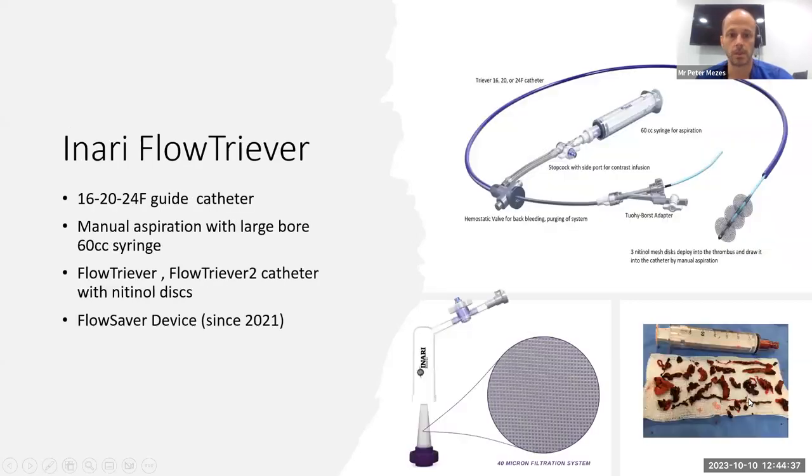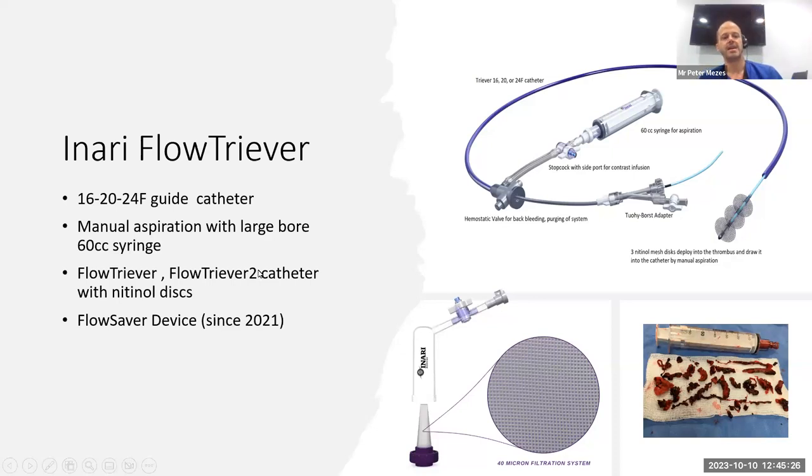This is the newer version. The other device is called FlowTriever, which is a product from a company called Inari. It is a large bore catheter, comes in various sizes from 16 to 24 French, and it uses manual aspiration with a large bore syringe attached to the side port, and also uses these inner catheters with 19-0 discs attached. These come in various sizes, which would help to move the clot out of the branches and closer to the aspiration catheter. They just came out with a newer version of this, which would help even more chronic clot to be removed from the vessel wall.